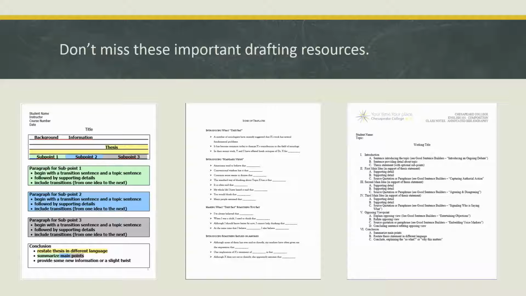Okay, don't miss these important drafting resources. On the far left, the colorful graphic organizer demonstrating the basic structure of a persuasive paper or any college essay. The colors green, blue, and gray correspond to subpoints embedded in the introduction after the thesis to show the 3 main thrusts of the argument. Notice that all 3 of those subpoints, including the thesis, reappear in the conclusion in slightly different language while also providing information or a slight twist to freshen up the conclusion so it's not redundant.